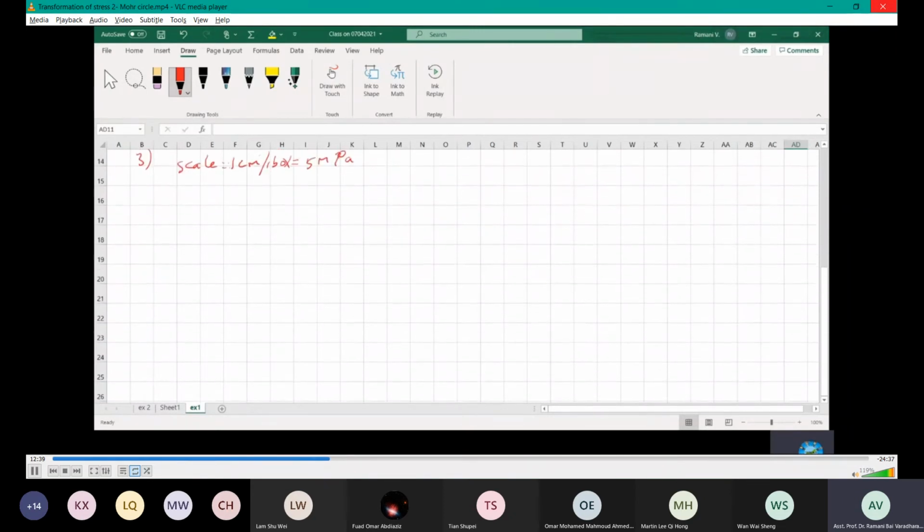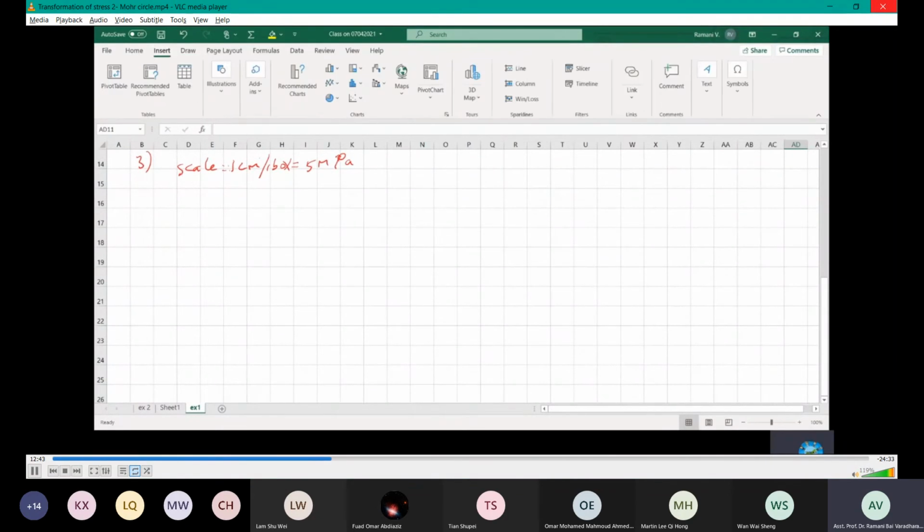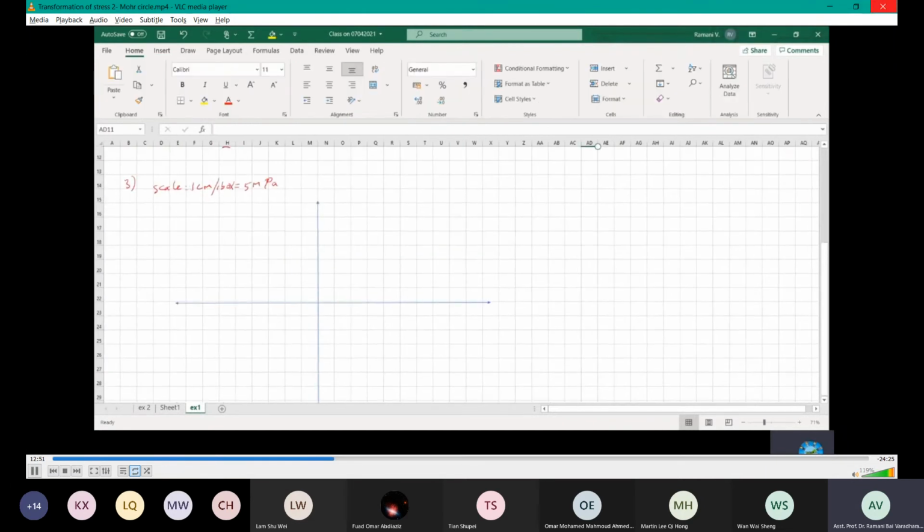Let's plot the coordinate system. For this, I insert the lines here. All of you start drawing in your graph sheet. Keep the scale and start drawing together with me, or wait for me, let me finish, then you do it. Okay.